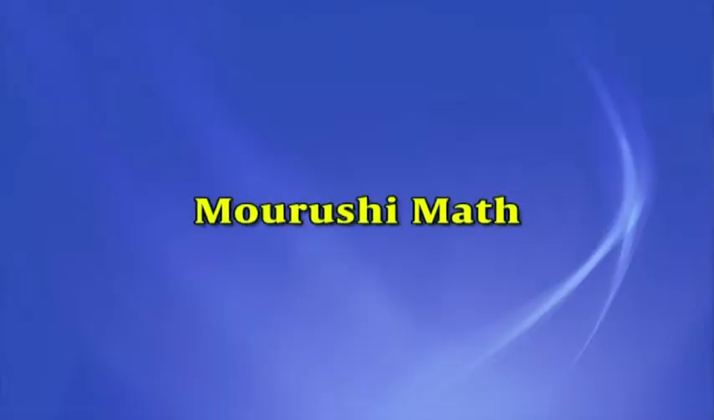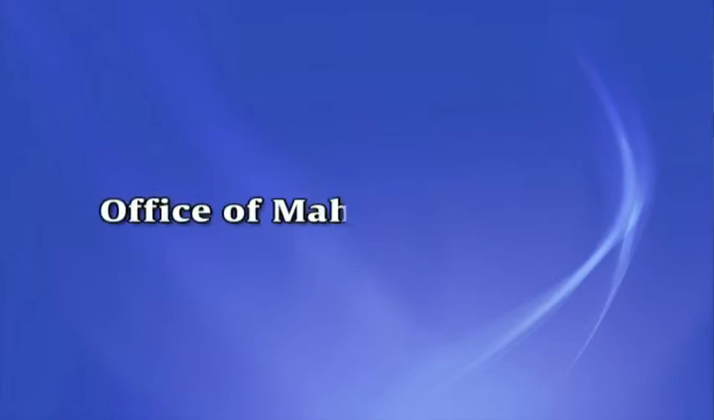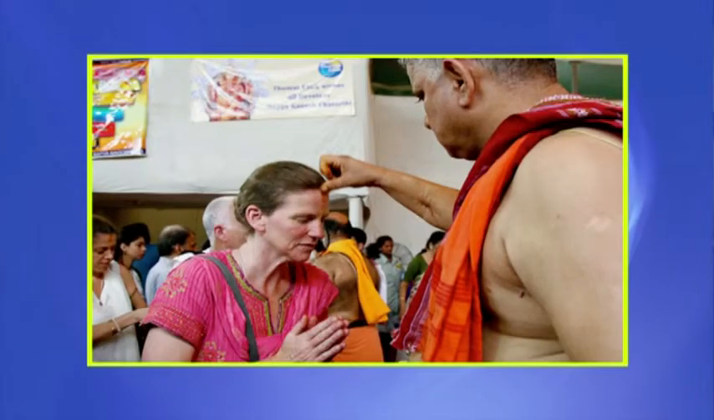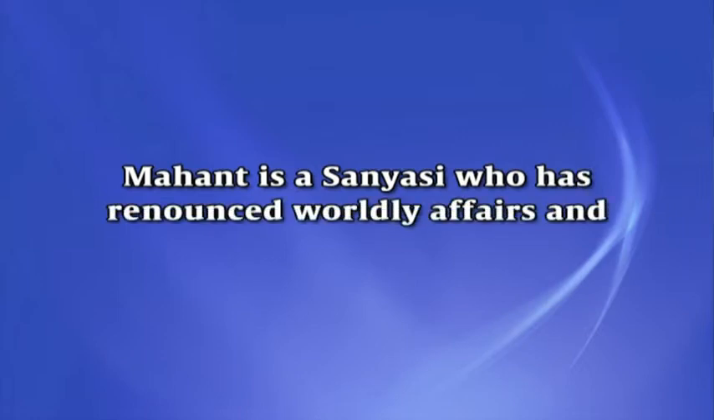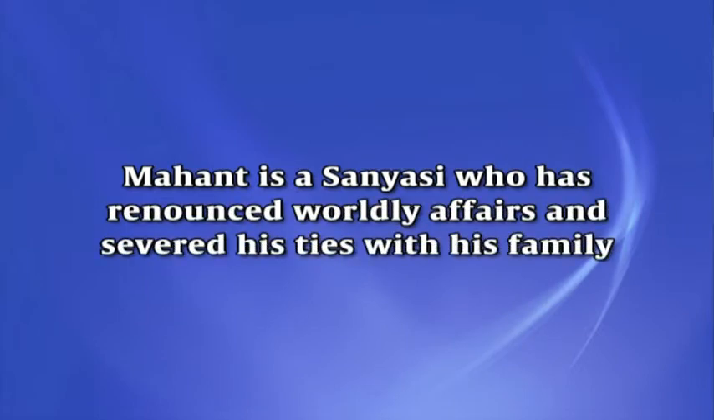First one is Maruṣi Math. In this kind of Math, the office of Mahant is elective. The reigning Mahant nominates a successor to his seat from among his disciples. This kind of devolution from Guru to Chela is known as hereditary succession, but it is not succession from generation to generation in the same family, as the Mahant is a sannyasi who has renounced worldly affairs and severed his ties with his family.